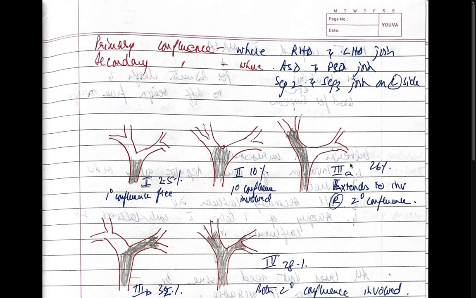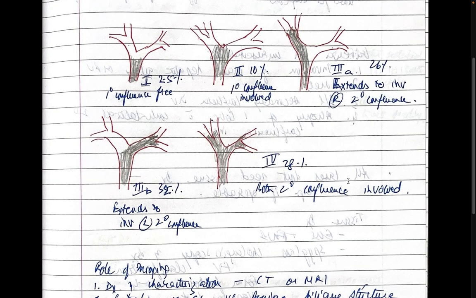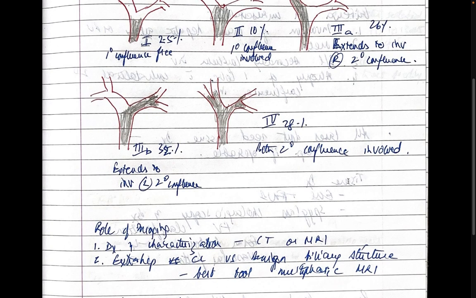In 2, it's in 10%, and the primary confluence is involved. 3A, the right secondary confluence is involved. 3B, the left secondary confluence is involved, that is in 32%. And in 4, that is in 28%, both the secondary confluences are involved.